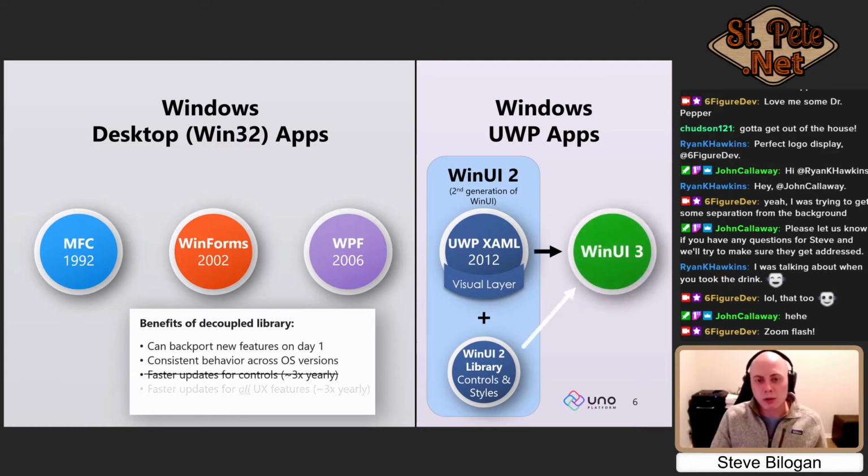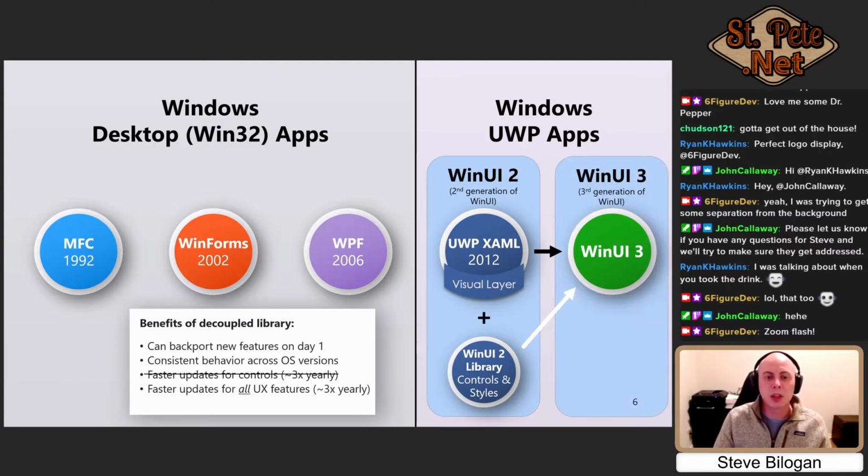And now going forward, coming up this year, hopefully, is WinUI 3. And so WinUI 3 is taking this second generation of WinUI, and it's lifting everything out of the operating system and bringing all those UX features into a decoupled library. So bringing UWP XAML and the WinUI 2 library out into a completely decoupled library from the OS. And this will be going forward the new gold standard for writing applications for Windows: to use the WinUI 3 APIs and library.